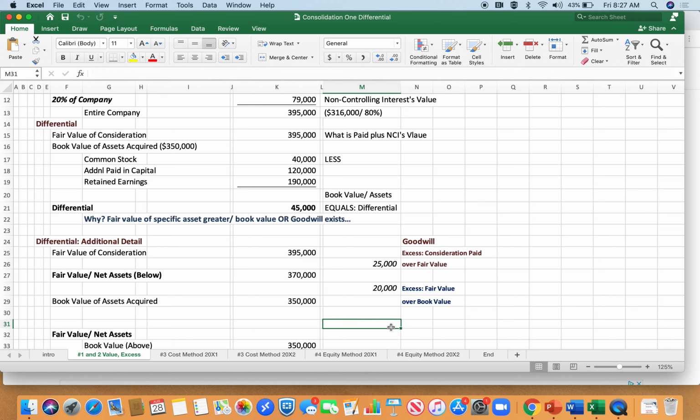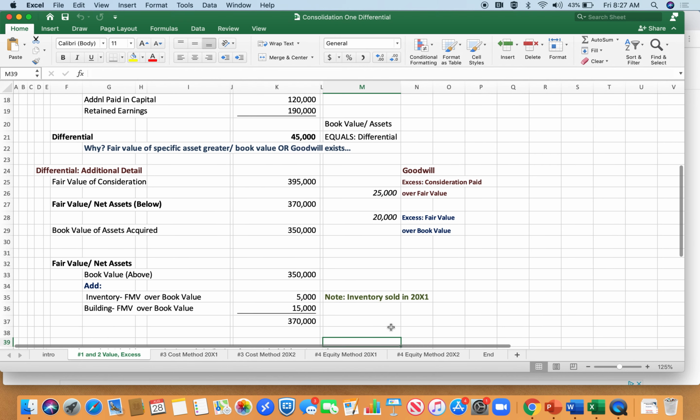So let's show you how that works. Here again is the fair value of the consideration at the top, total value of the company. Here at the bottom is the fair value of the assets, $350,000, right there. The difference between these two numbers, top and bottom, is the $45,000. And the question is, how do we account for the $45,000?